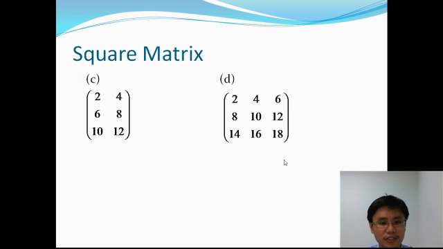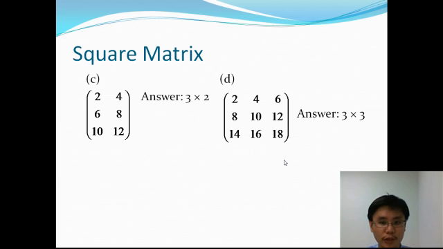How about the matrix in C? What is the order of the matrix? Good. This is a 3 by 2 matrix because it has 3 rows and 2 columns. Lastly, what is the order of the matrix in D? Well done. This is a 3 by 3 matrix because it has 3 rows and 3 columns. Now, by looking at the shape of the matrices in C and D, which one looks like a square and which one looks like a rectangle?